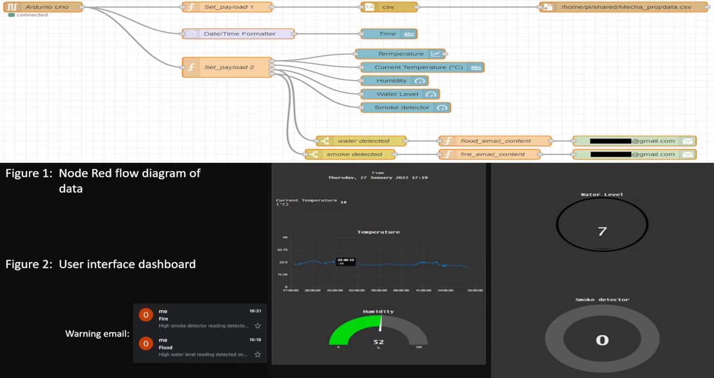The data recorded by the Arduino is sent to the Pi in real time via serial communication. The data is processed by the flow-based development tool Node-RED, which saves the data to a given directory, generates a dashboard to display the data in a user-friendly interface, and triggers a broadcast email to inform the user of sudden changes in the security system environment.